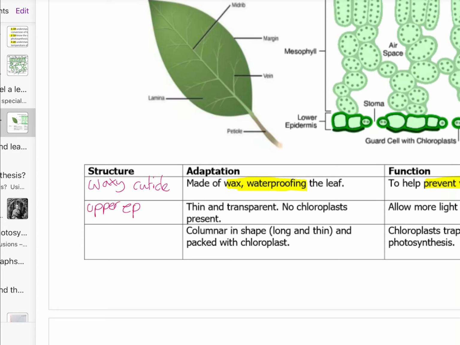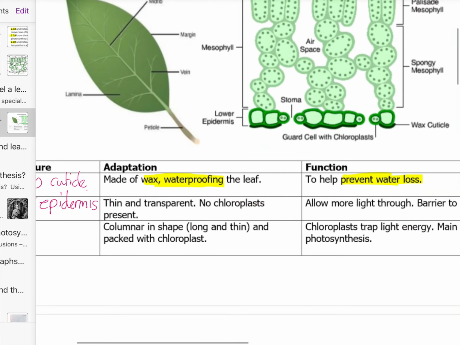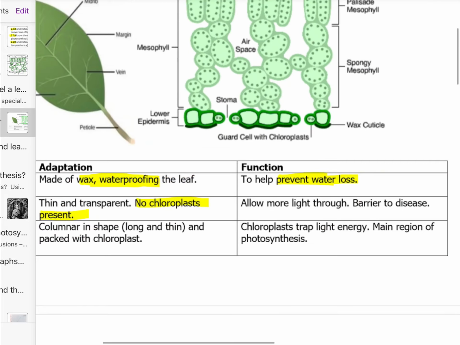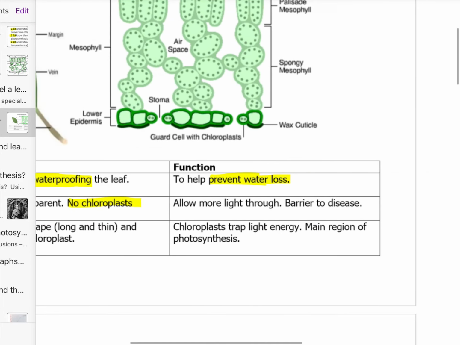Next layer down then we've got the upper epidermis, which is thin and transparent. It's transparent because the colour of the other cells comes from the chloroplasts containing chlorophyll, and without those chloroplasts it does make them transparent. This allows almost all of the light to pass straight through to reach the layers down below, but also works as a good barrier to disease. Particularly we're thinking about parasites, fungi and bacteria.